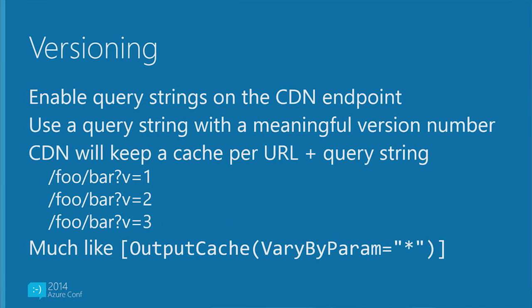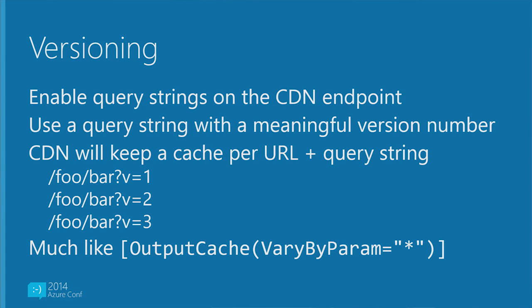So one approach to expire content as well is to use versioning. So what we can do is we can go to the portal and set enable query string support and then add a query string to the URLs that we host on the CDN so that the CDN can keep a different cached version for every file or every version or every query string we put in there.